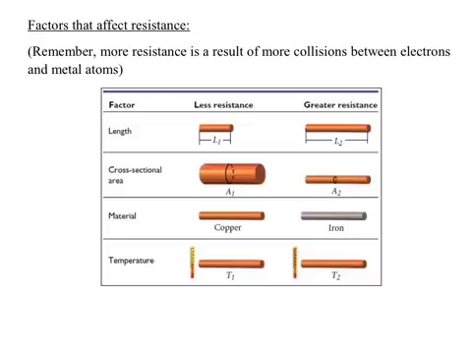The length of the wire, though, makes sense. Read what's in parentheses. Remember, more resistance is really just more collisions. Do you have more collisions in a shorter wire or a longer wire? Clearly a longer wire. In a shorter wire, those charge carriers are hitting fewer metallic atoms. In a longer wire, those charge carriers are going to hit a lot more atoms along the way. So the longer the wire, the greater the resistance.